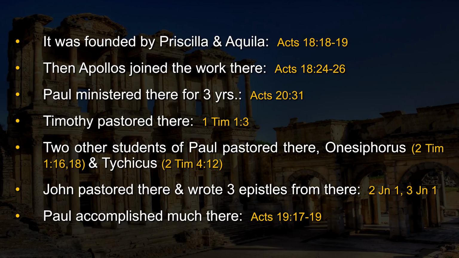Timothy, the student of Paul, pastored there. 2 other students of Paul also pastored at Ephesus, Onesiphorus and Tychicus. Those 2 men also pastored there. You'll find those passages there on the outline where they were a part of the church of Ephesus. John, the apostle, pastored there and wrote his 3 epistles from there. Now, what are his 3 epistles? Well, 1st, 2nd, and 3rd John. And you say, well, you've got the book of John. Well, yeah, but that's the gospel account. The epistles, 1st, 2nd, 3rd John. And you say, well, he wrote the Revelation. Well, yeah, but that's not an epistle. So he wrote 1st, 2nd, and 3rd John from Ephesus.